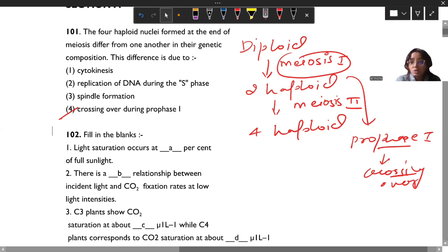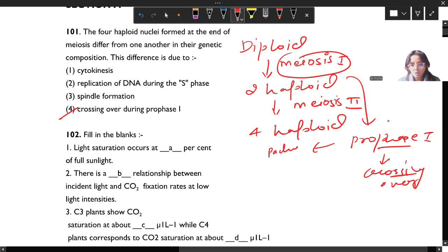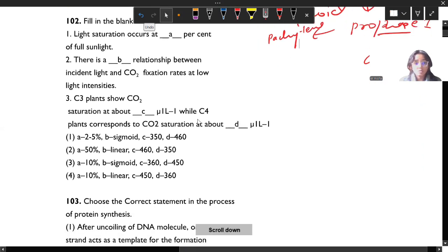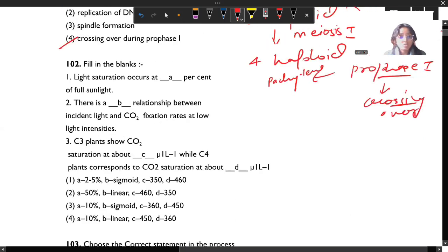I hope that was clear to you. If it is not, then replay the video and you will understand. Before I move on to the next question, I also want to say that during the pachytene stage of prophase 1, this crossing over occurs. I hope this is clear to all of you because it is a very easy question. I cannot even emphasize how easy this is. I would say this is not even NEET level at this point. So moving on to question 102.